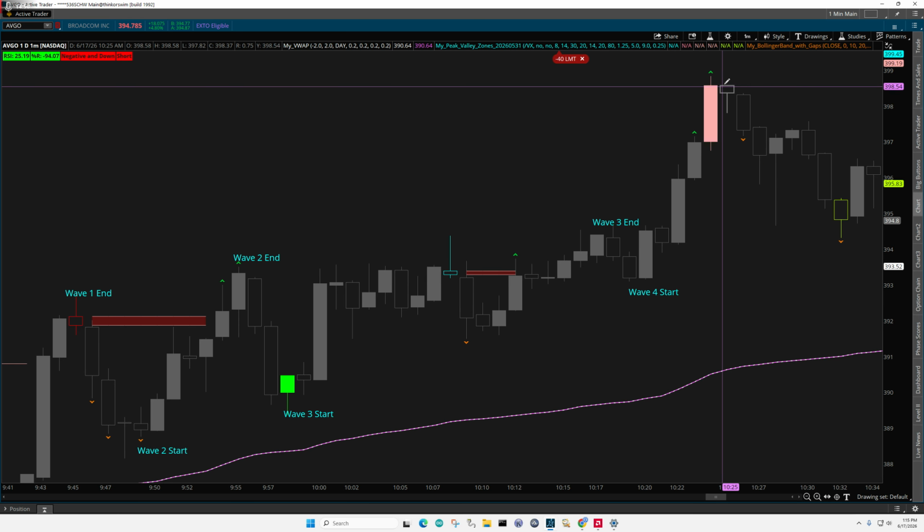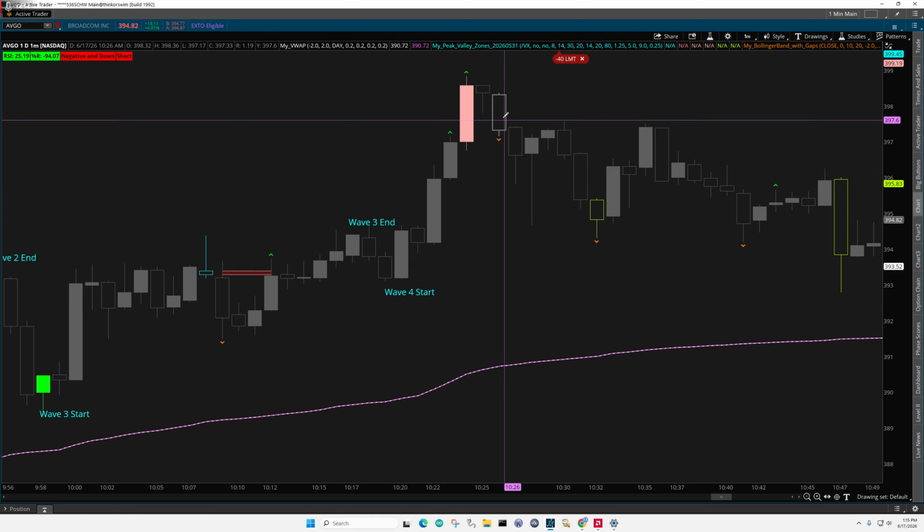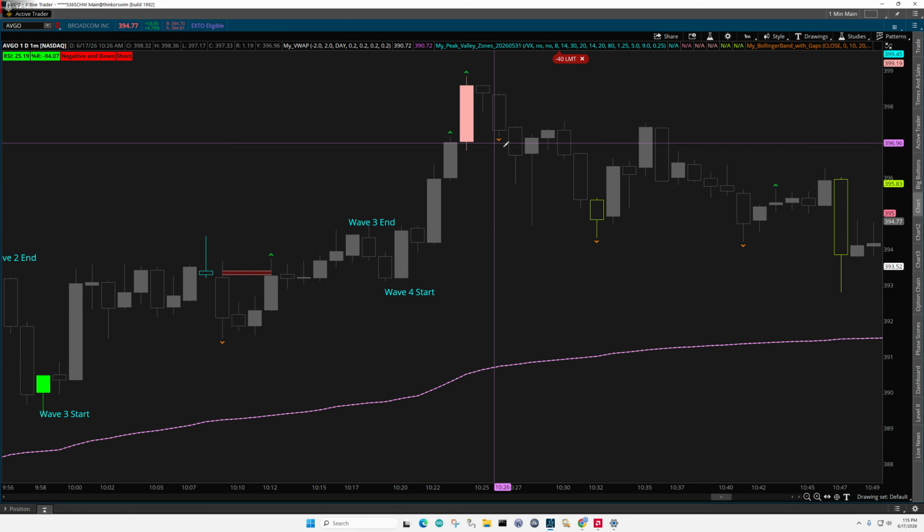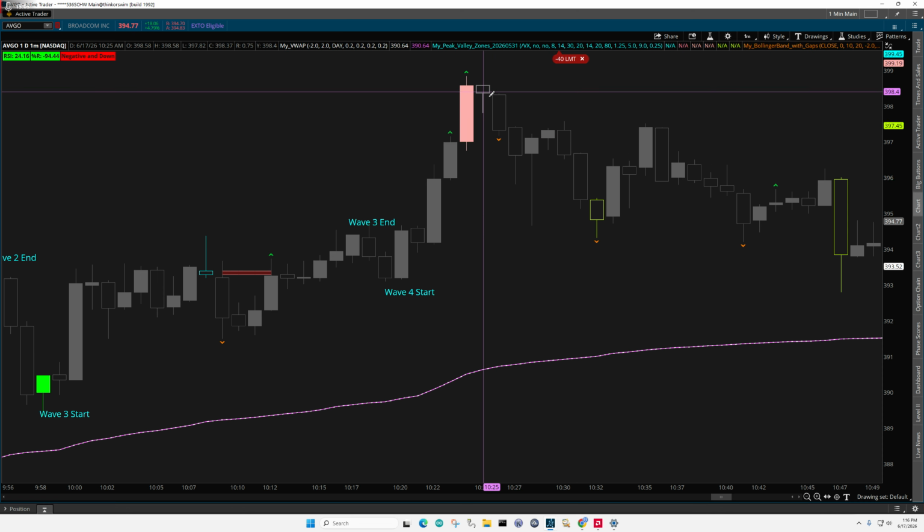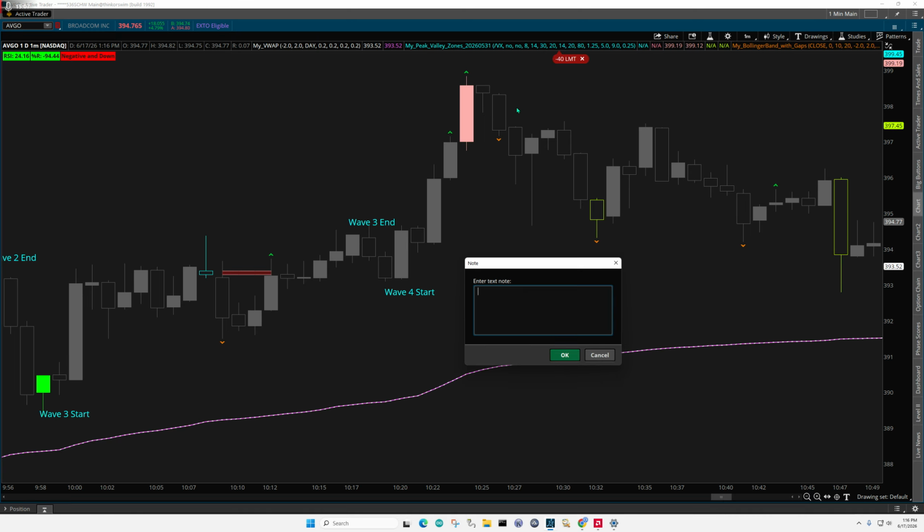And then this next candle, and then here we know that wave 4 ends because this candle body is under this candle body. And graphically, this orange down wedge tells me immediately that there's a gap between those two candles. So this is wave 4 end.